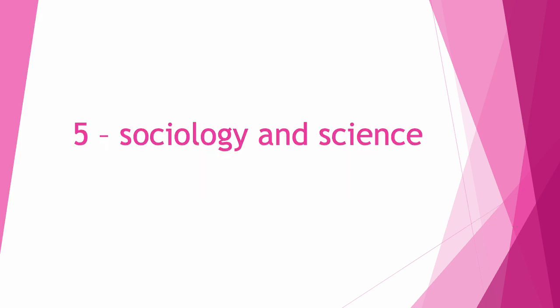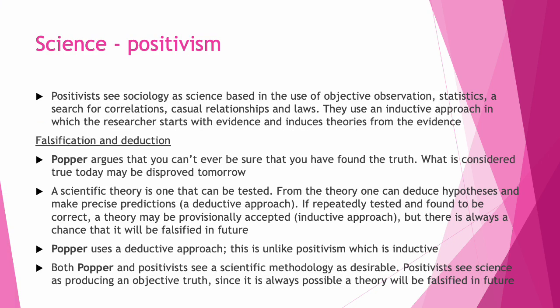This is the final section, Sociology and Science. Positivists see sociology as science-based, in the use of objective observation, statistics, a search for correlations, causal relationships, and laws. They use an inductive approach in which the researcher starts with evidence and induces theories from the evidence.